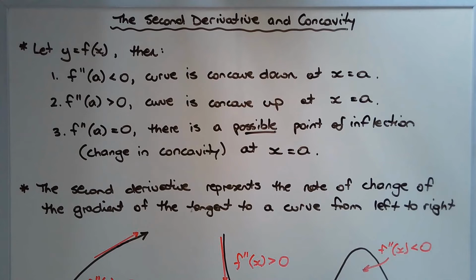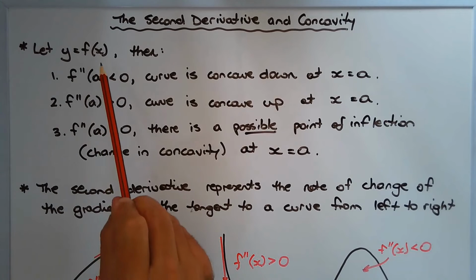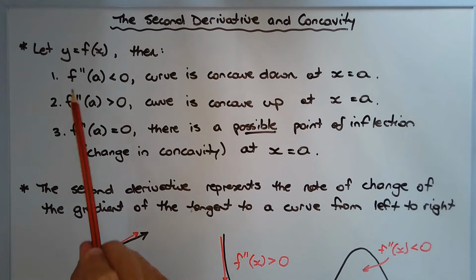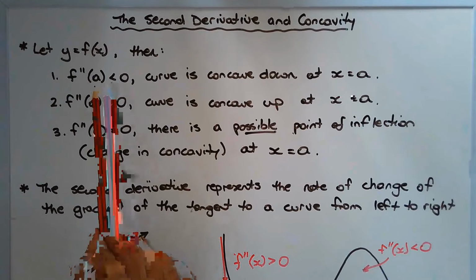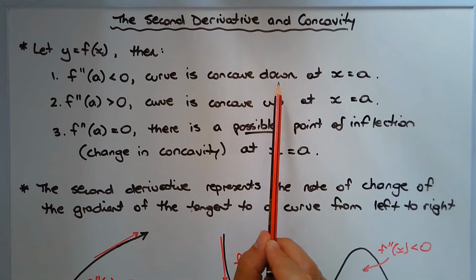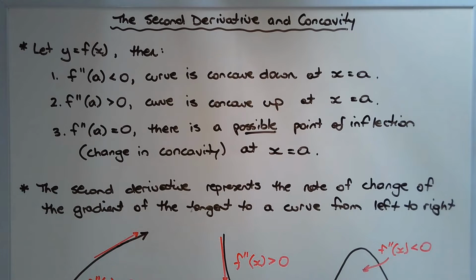The second derivative and concavity. Let y be some function of x. If the second derivative at the point where x equals a is less than 0, the curve is concave down at x equals a. If the second derivative at the point where x equals a is greater than 0, the curve is concave up at the point where x equals a.